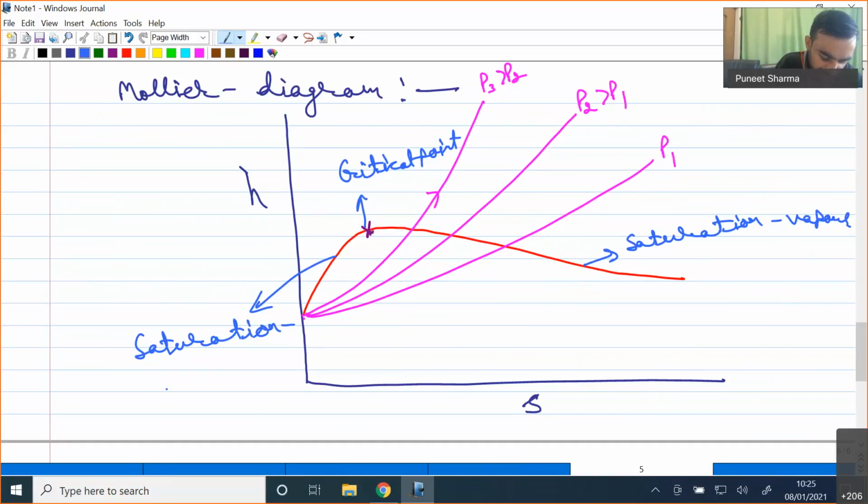So this is the saturation liquid line. In between this dome, our dryness fraction will be varying from 0 to 1.